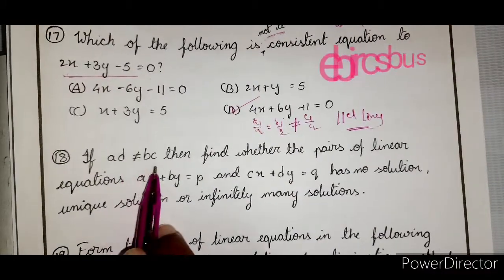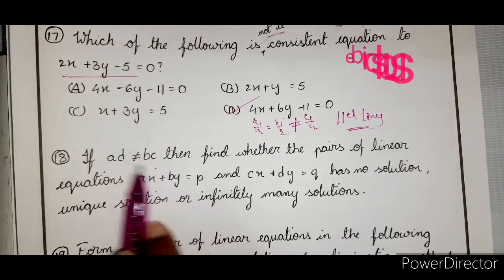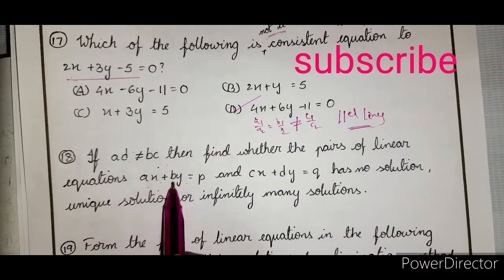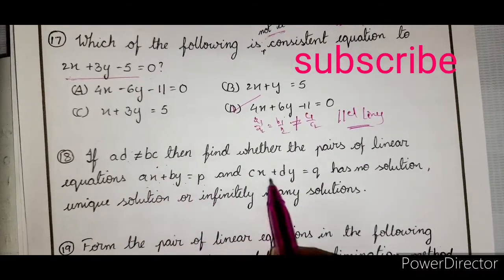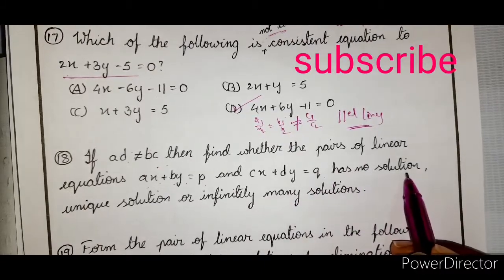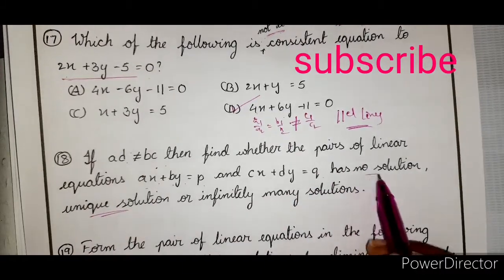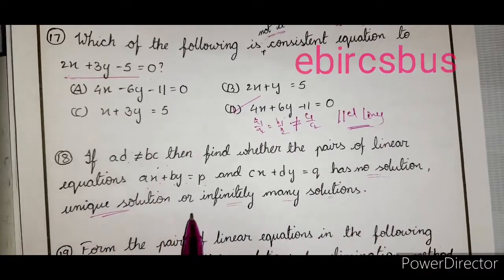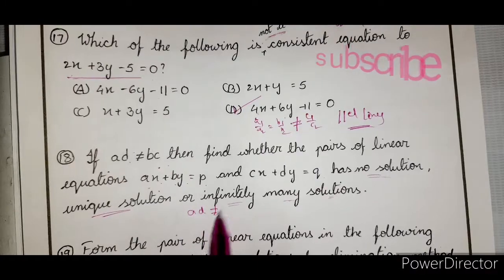If AD is not equal to BC, then find whether the pair of linear equations AX plus BY is equal to P and CX plus DY is equal to Q has no solution or unique solution or infinitely many solutions. What is the given one? Given is AD not equal to BC.